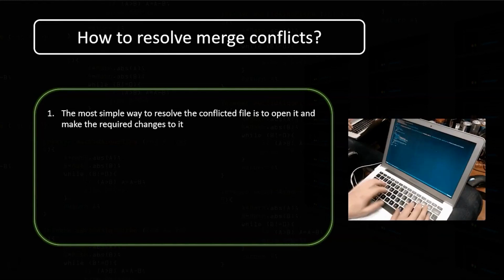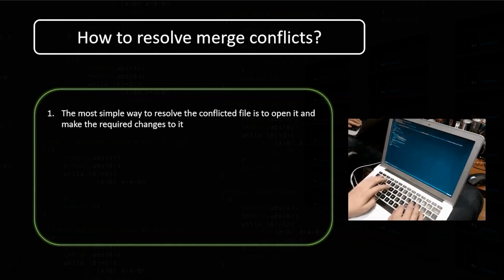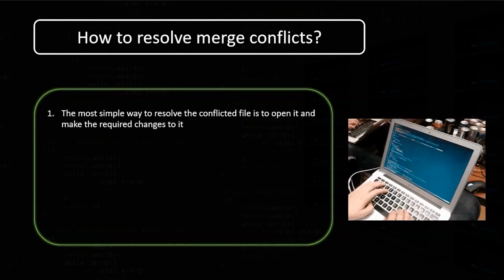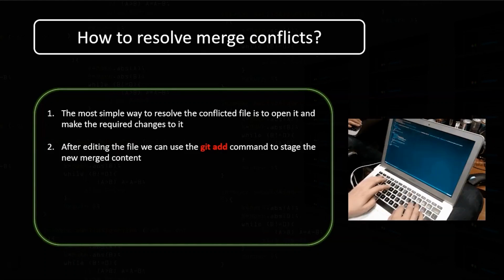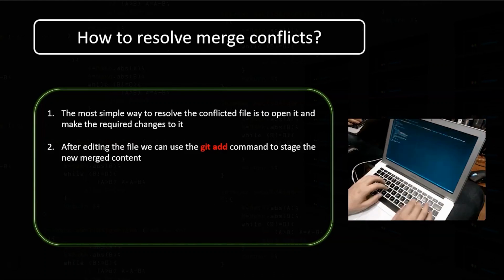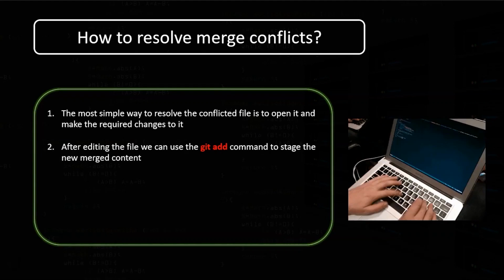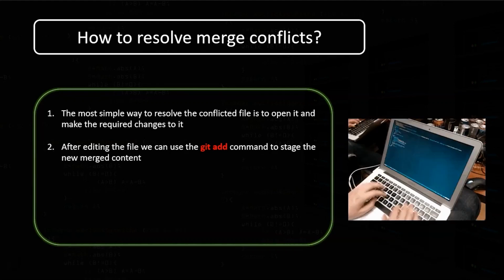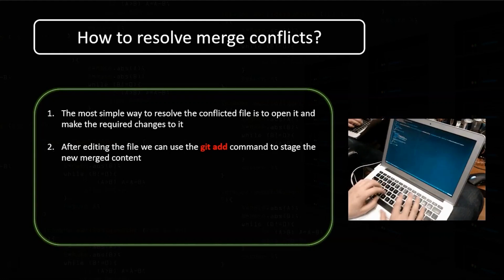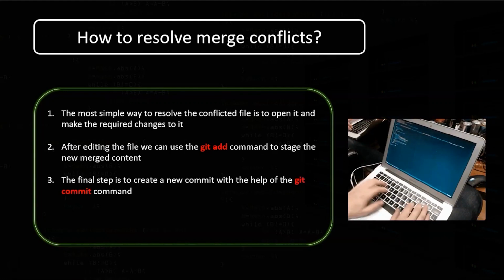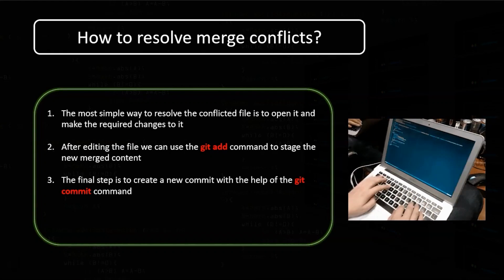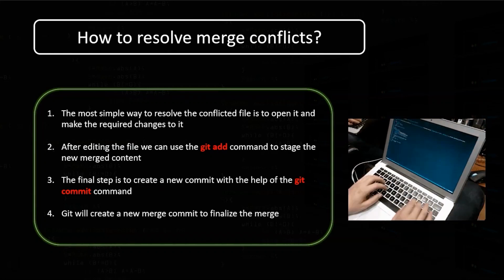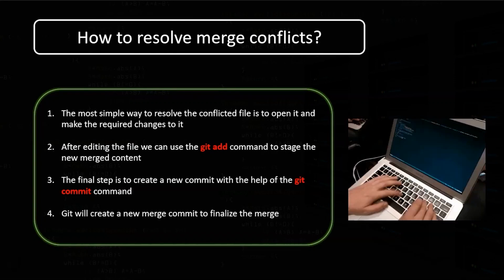Once that is done, you make the required changes. Whatever source code you want to proceed with, you select that source code, and once the editing of the file is done, you can run the pretty straightforward command called git add to add that file to the staging area. And then you can do the git commit so that the merge conflicts can be resolved and you will be able to see a merge here.